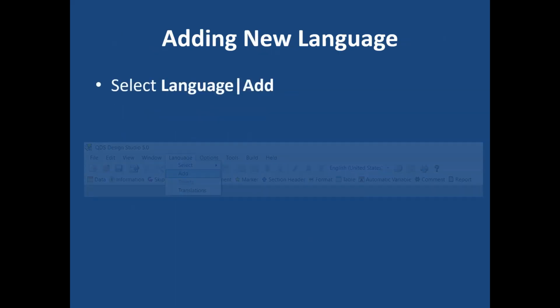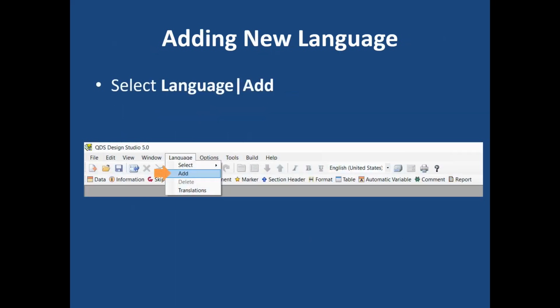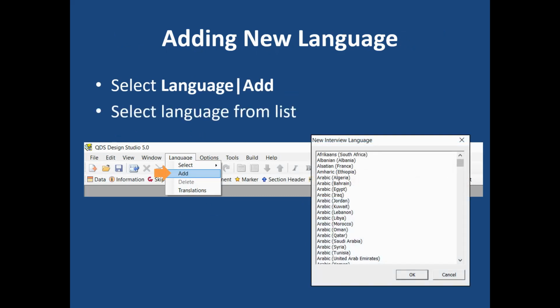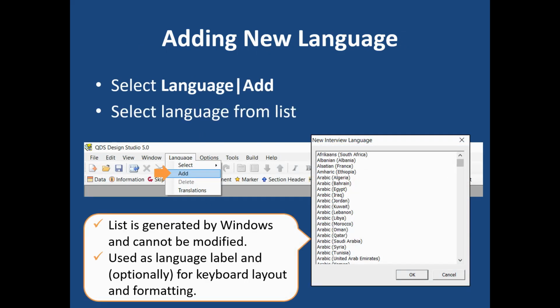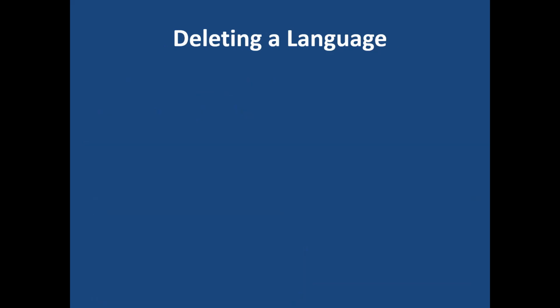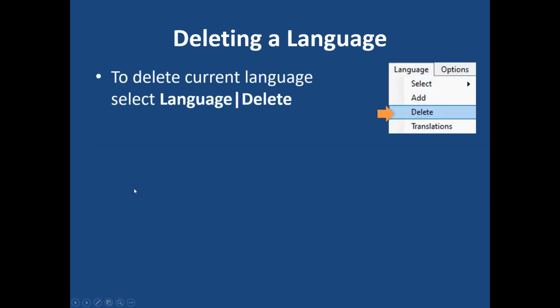To add a new language, go to Language, Add, then select a language from the pop-up list. Note that this list is generated by the Windows operating system and cannot be modified. If you're using a language not listed, you can pick one from a similar region. The selected language provides labeling for application and documentation builds, as well as optional settings for formatting associated with that language. Also, from that same menu, there is an option to delete a language by going to Language, Delete.